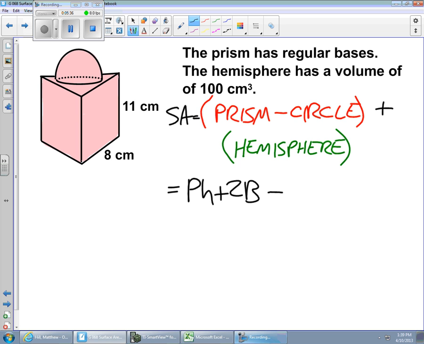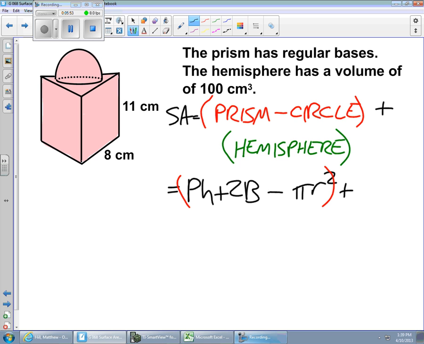How do you find the area of a circle? Pi r squared. Hopefully we're getting that formula to the point where we don't even have to think about it. It should be pretty automatic by now. And then to that, we're going to add the surface area of a hemisphere.